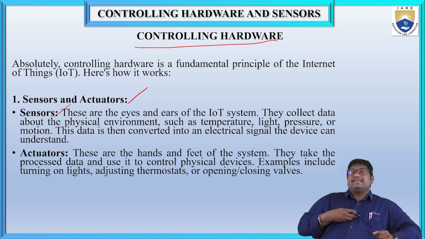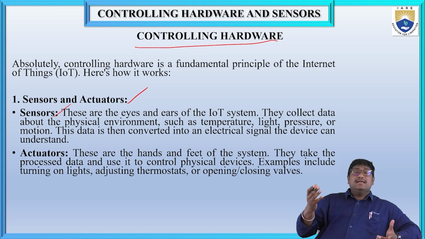For humans, take a real-time example. Take ourselves. For humans, the sensors are eyes and ears. How will we hear a sound? With our ears. How will we observe? By seeing with our eyes. If these two are not there, our sensor system is not going to function properly. These are the things which collect data about the physical environment, such as temperature, light, pressure, motion. Whatever data is gathered from these sensors is converted into an electrical signal to a device and makes us understand.